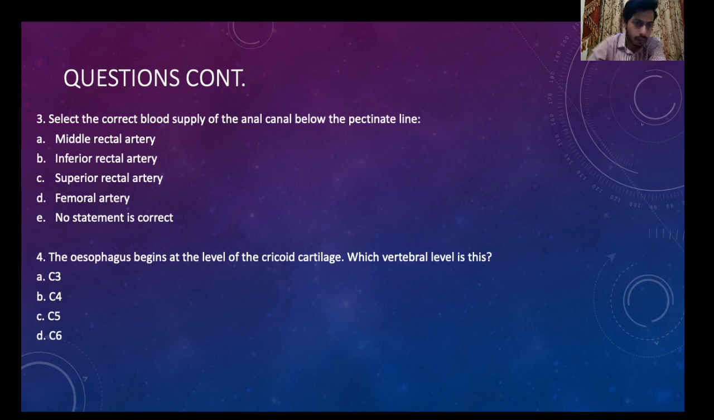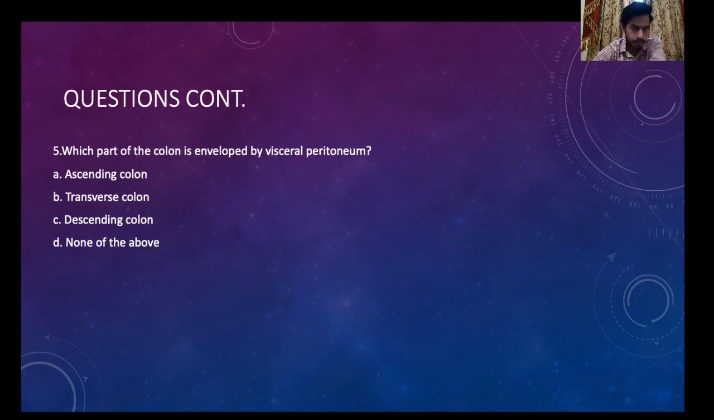So the third one is the B, that's the inferior rectal artery, and yeah, like you guys are right. The fourth is C6, and obviously it terminates at T11. And the final one, these are very simple, but like I said, it's just important about nailing the basics. So what do you guys think about question 5?